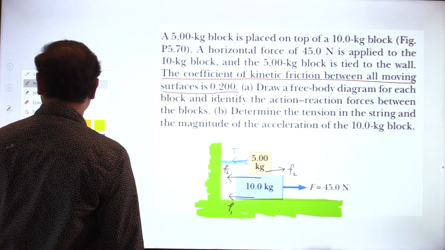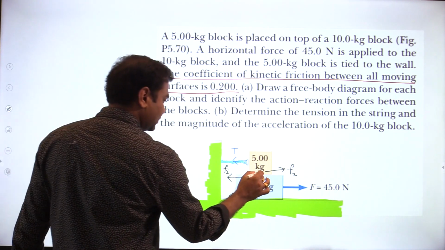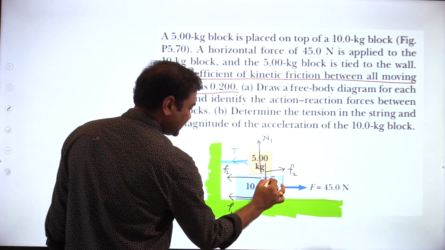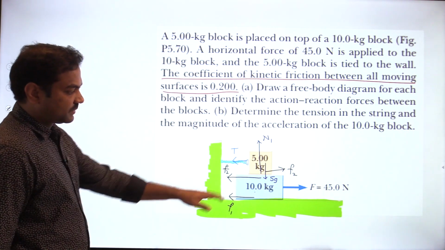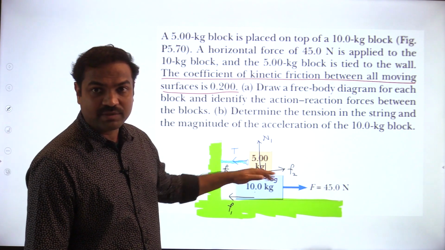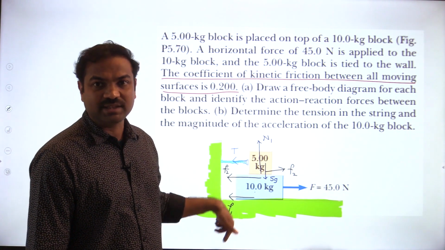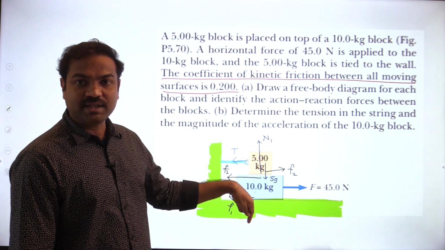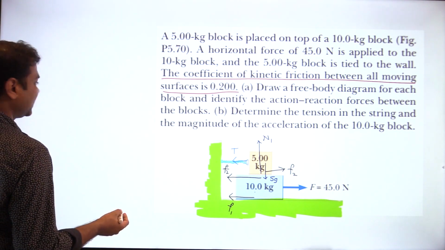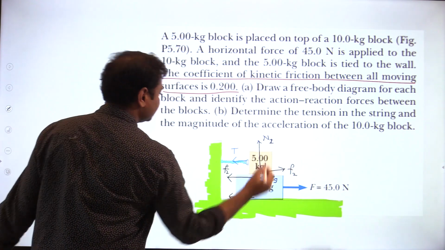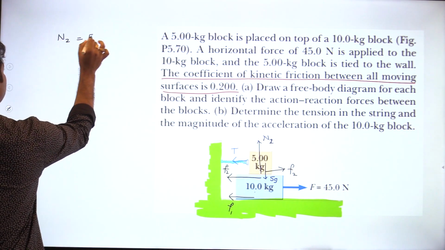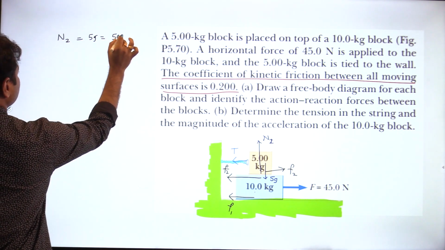Then what is the F2 value? To know the F2 value, we have to find the normal reaction here, which I am writing as N1. N1 is equal to 5G. So the normal reaction at the common surface of the 5 kg block and the 10 kg block is obviously the 5G weight. Okay? 5 kg weight. Simple. Then what is the normal reaction value? You can write N1 or N2. I am writing this as N2. So what N2 value can I write down? N2 is 5G, which is 50 Newton.